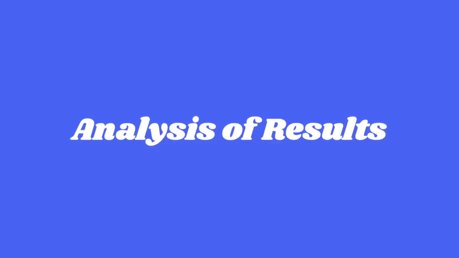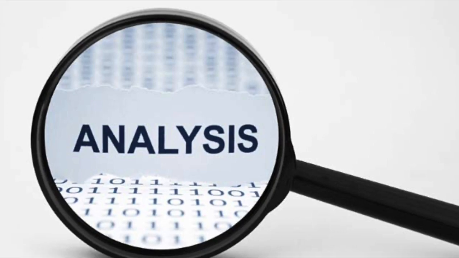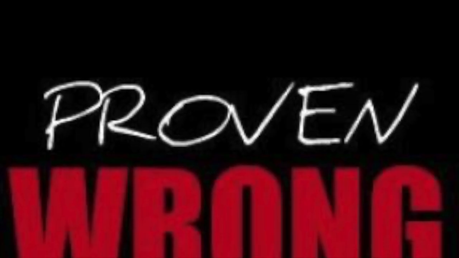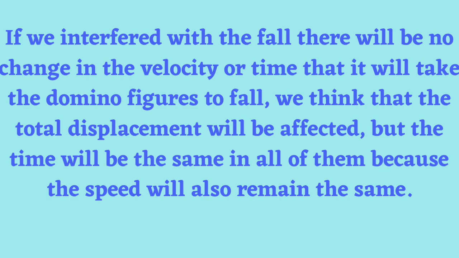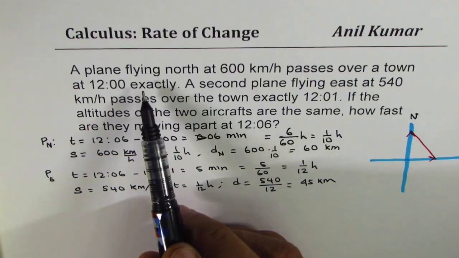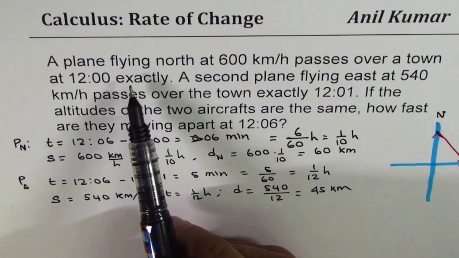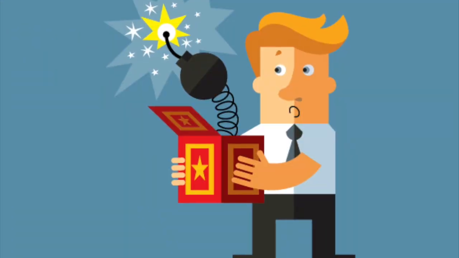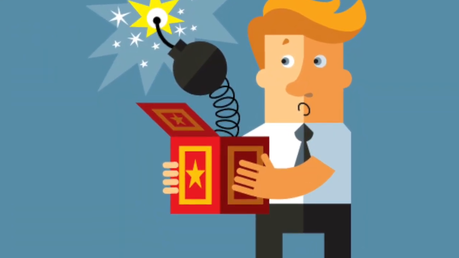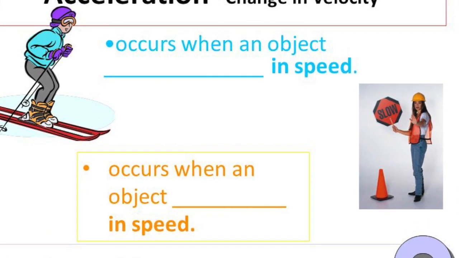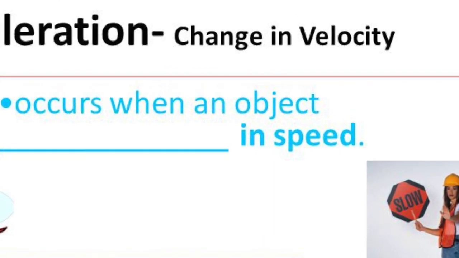The analysis of my results is the following. As you can see, my hypothesis was proven wrong, but partially wrong, because I thought that if we interfere with the fall, there will be no change in the velocity or time that it will take the dominoes to fall. We thought that the total displacement would be affected, but the time would be the same in all of them because the speed would also remain the same. The distance traveled also changed, and that impressed me very much. It was unexpected, but thanks to this, the velocity changed, and it's even more clear that the velocity changed.